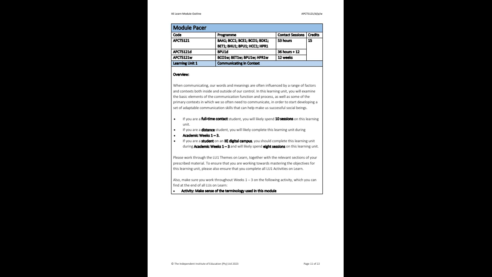Now, your module pacer. That's what I have drawn up for you with your semester planner. I have broken this down a little bit further. This just tells you that you're going to be working through this learning unit in academic weeks 1 to 3. So I've broken that down a little bit further. What you are going to be doing this first academic week is looking at learning unit 1, theme 1, the communication process.